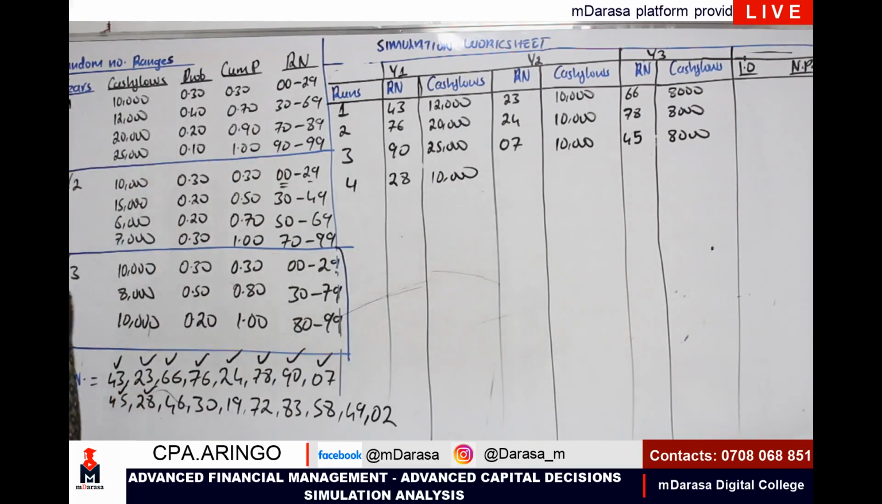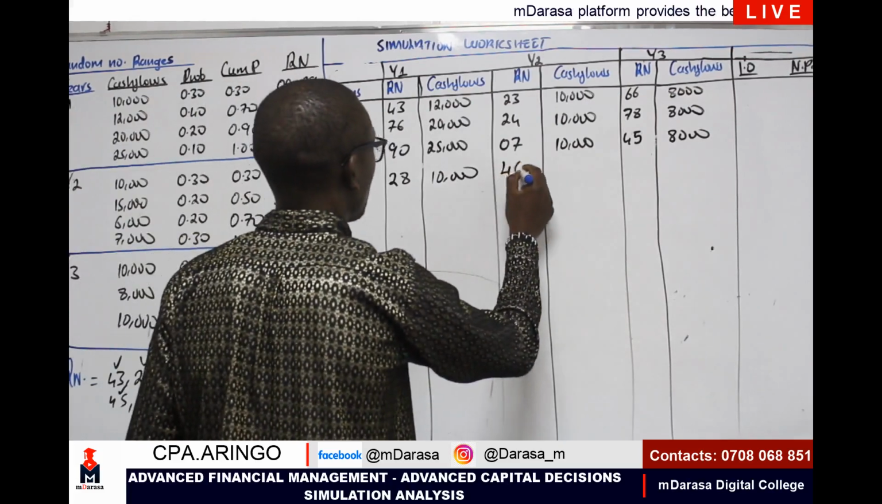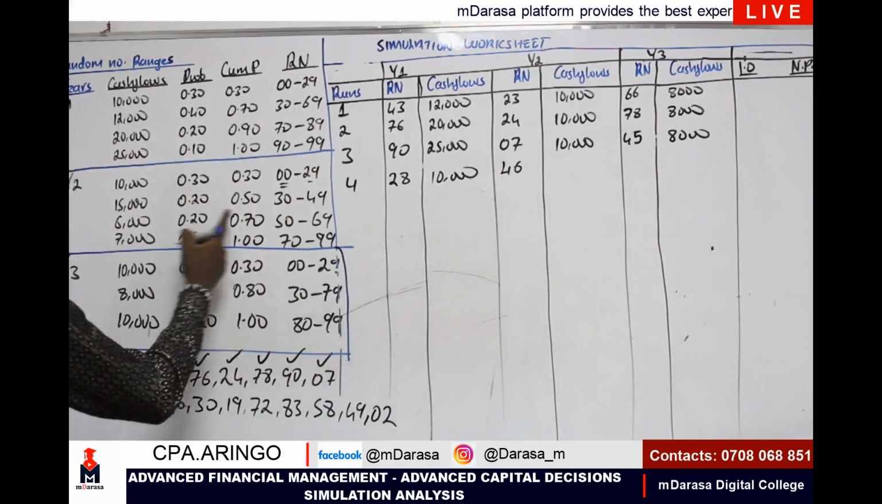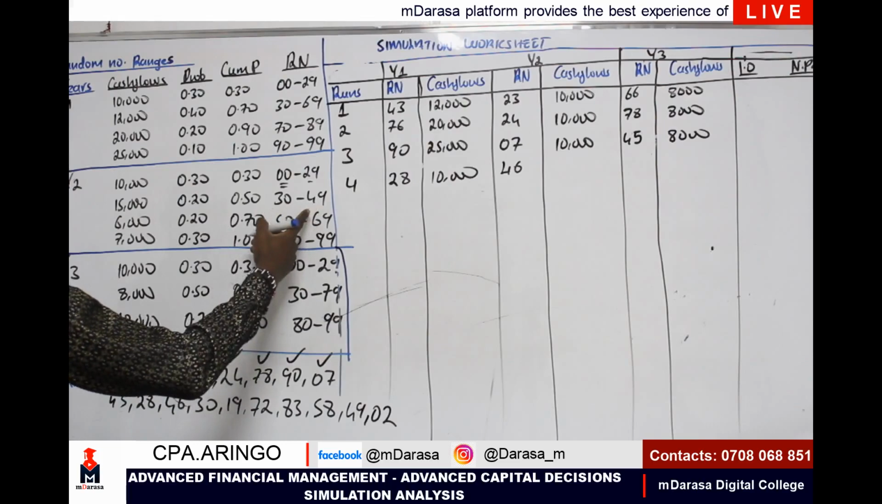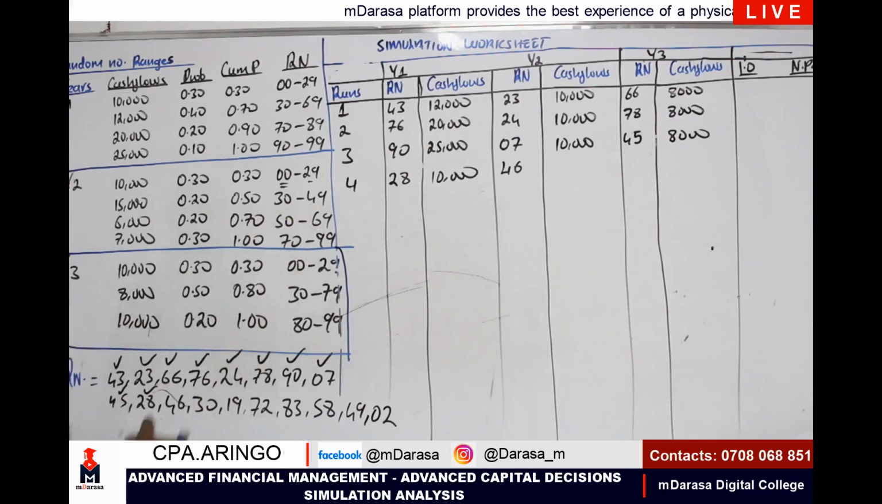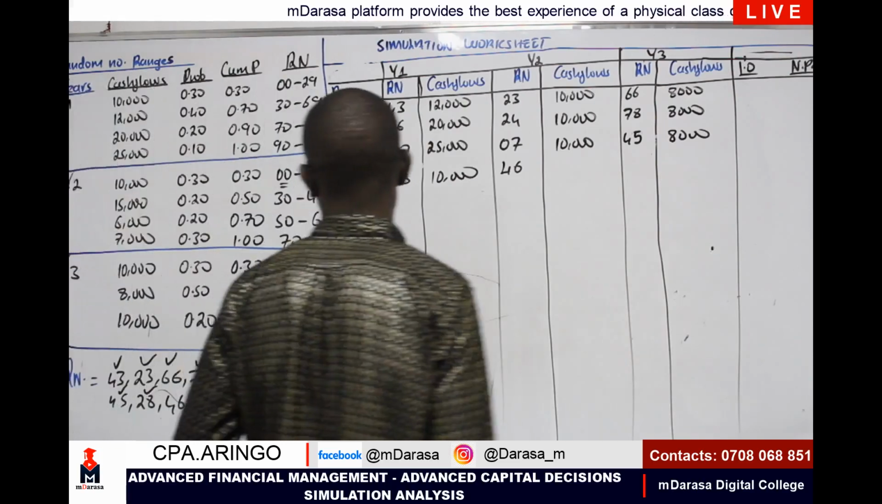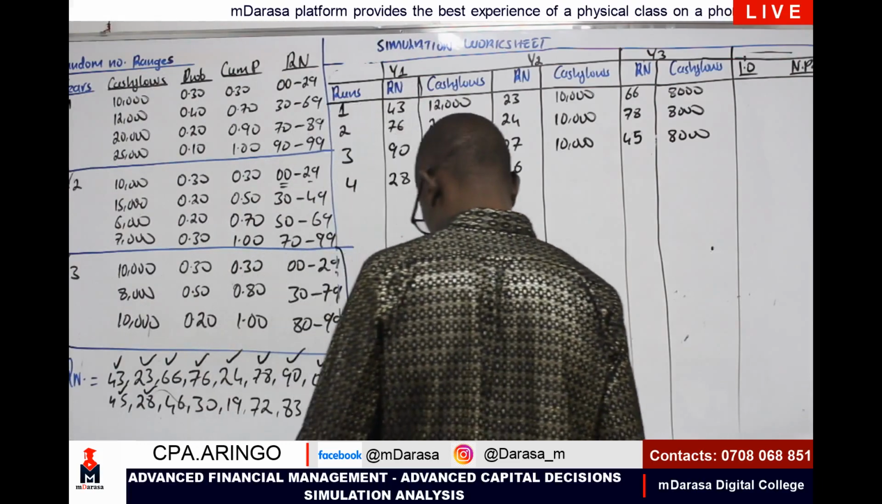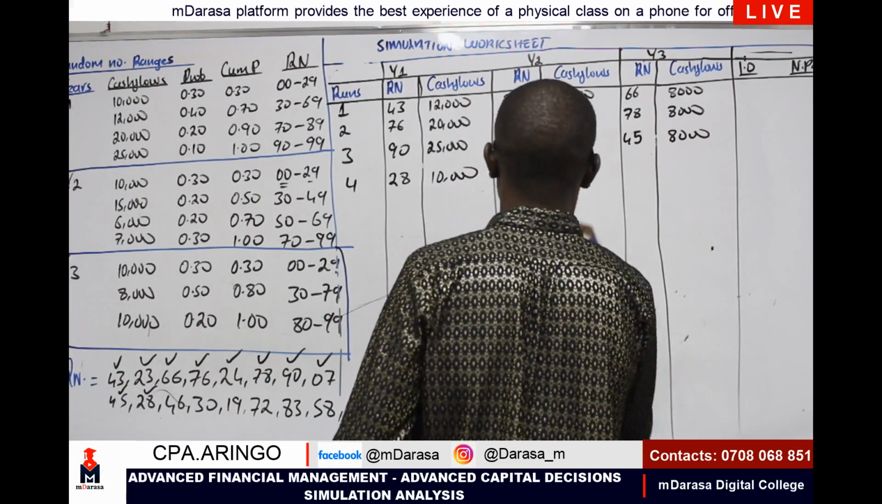I'm having 46, year 2. Where is 46 falling in year 2? 46 is falling in between 30 to 49. So in that case, I should be having 15,000. That is basically 15,000.